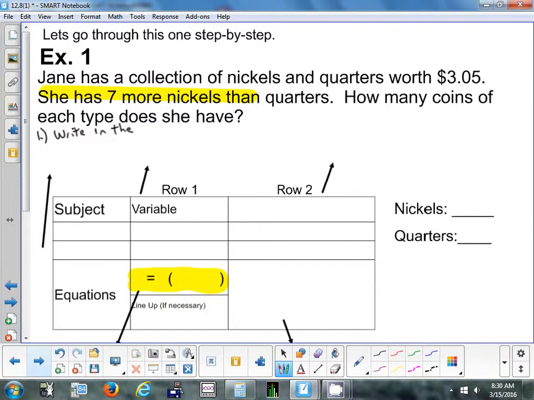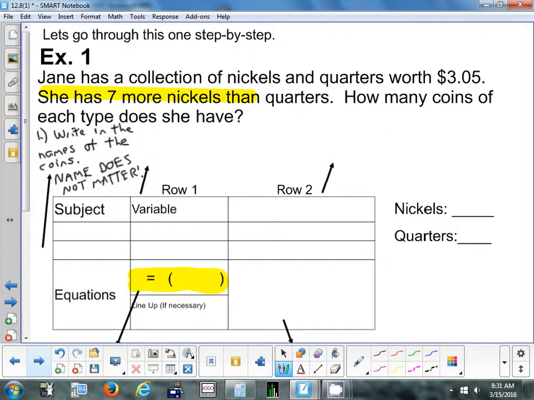in the names. All right. So the person's name. Sometimes you might get a coin problem with someone's name in it. The name doesn't matter. You don't need to put the name in your subject spot. You're just going to put the name of the coin.